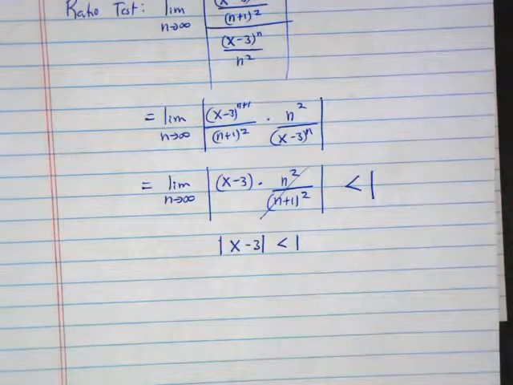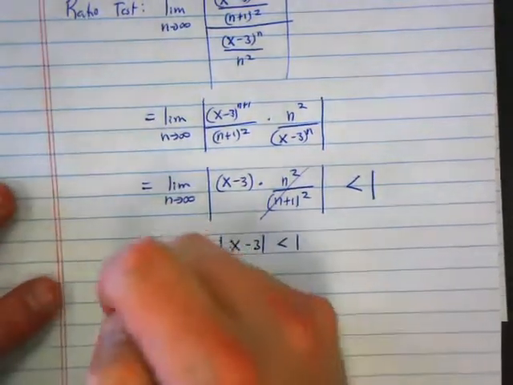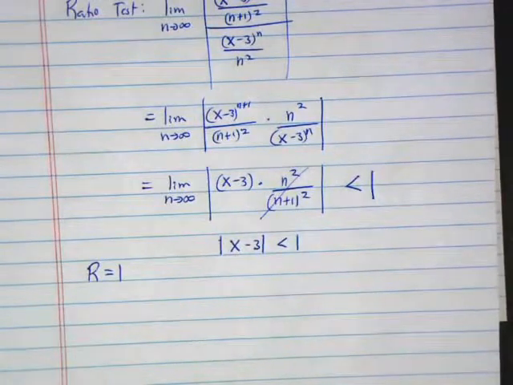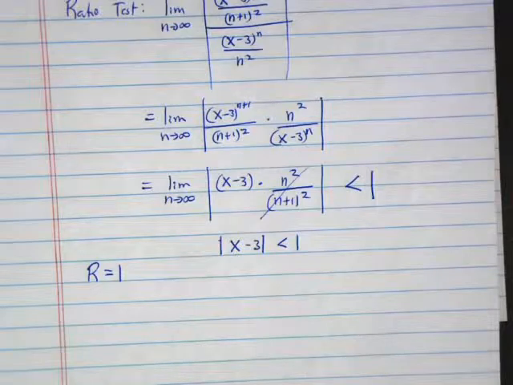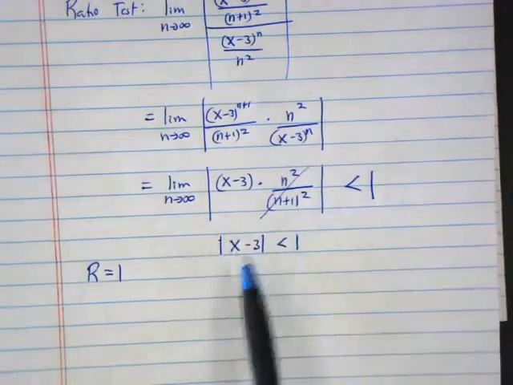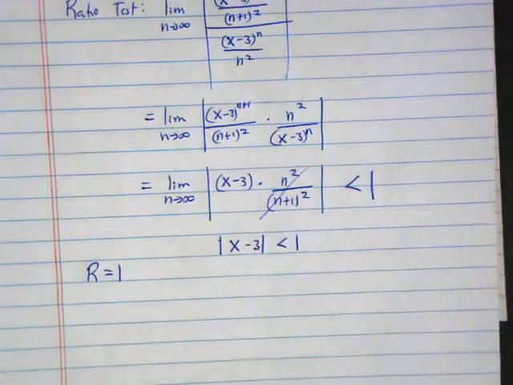That tells me one thing. First off, it tells me my radius of convergence is the number 1. What does that tell me about my interval of convergence? What numbers can I actually use for x? Less than 4? That's half correct. For example, I can't use 0, because if I plug in 0, 0 minus 3 is negative 3. The absolute value of negative 3 is 3. 3 is not less than 1.